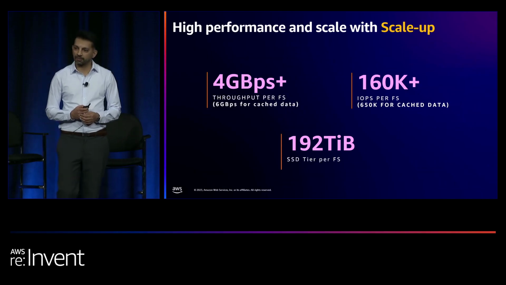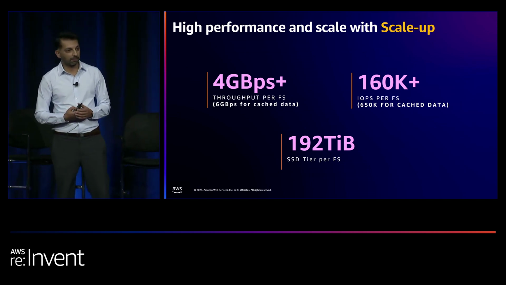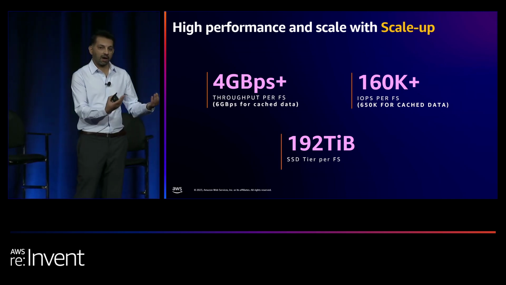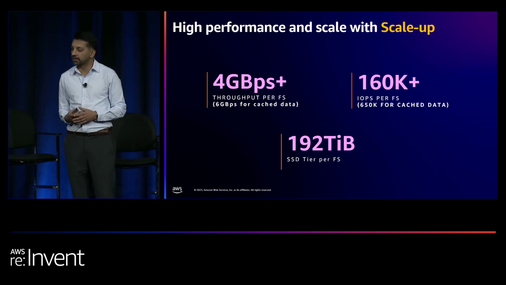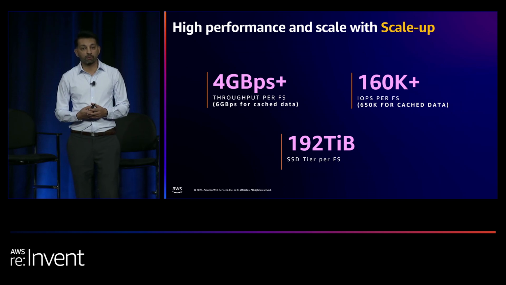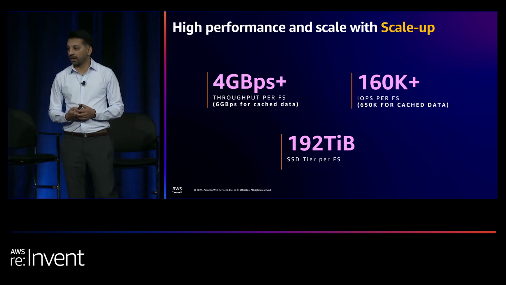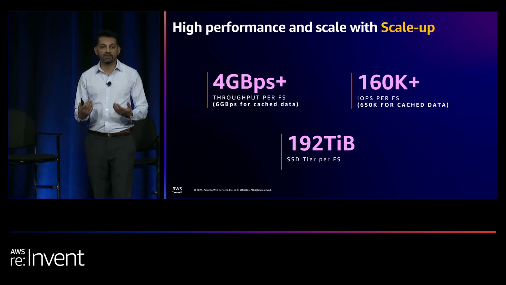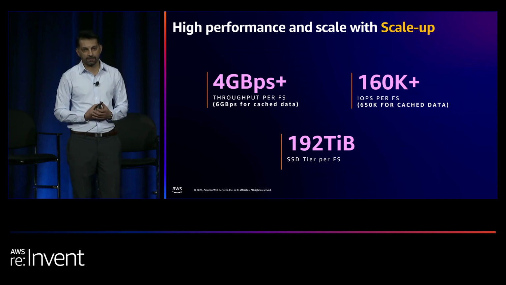Let's dig into performance a little bit now. So far, until about last week, with our standard or scale-up architecture, where I just explained you have a single pair of HA servers, we were able to drive about 4 gigabytes per second throughput, about 160K IOPS at sub-millisecond latency, and about 192 terabytes in that SSD pool. And our customers have been utilizing this very happily, very satisfied across a range of applications.